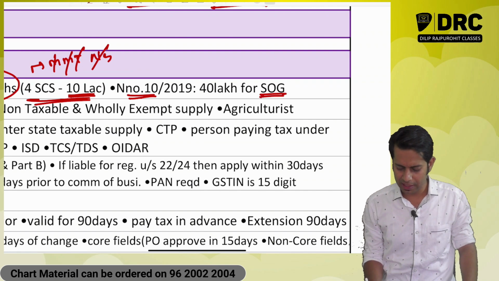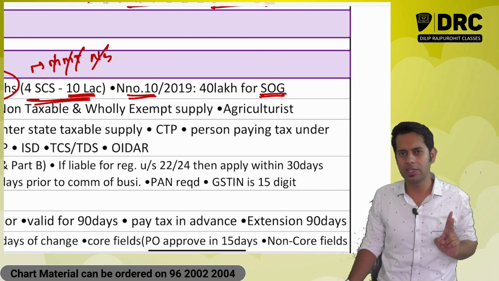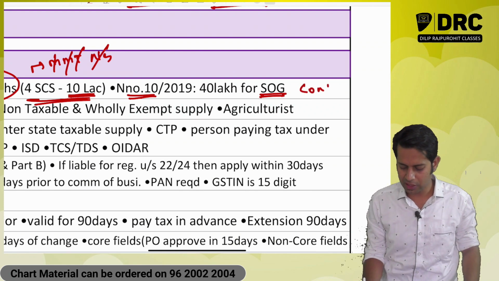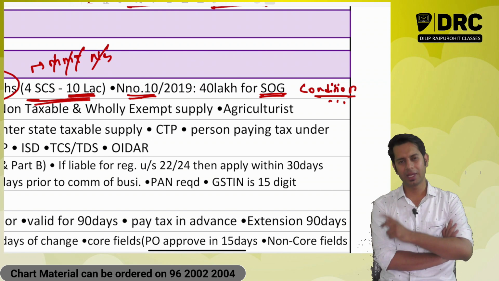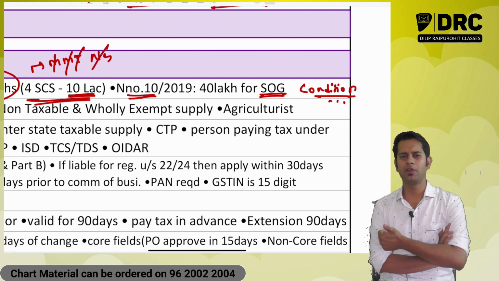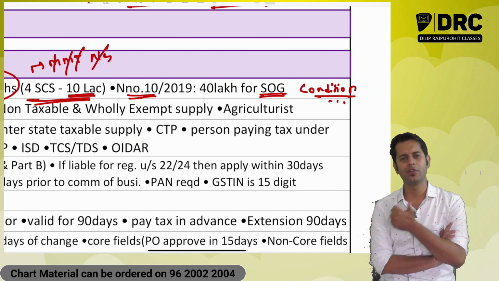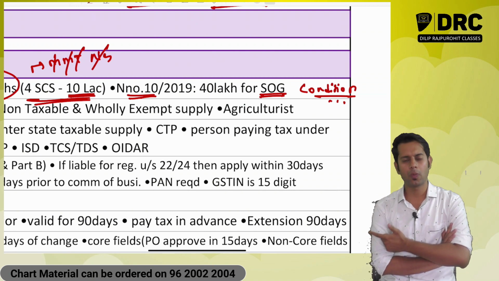You are exempted from taking registration if you are supplying goods only and your aggregate turnover does not exceed 40 lakh rupees. There are some conditions. What are the conditions applicable? The conditions are, he should not be liable for compulsory registration under section 24. He should not be supplying notified goods, that is ice cream, pan masala, tobacco products.